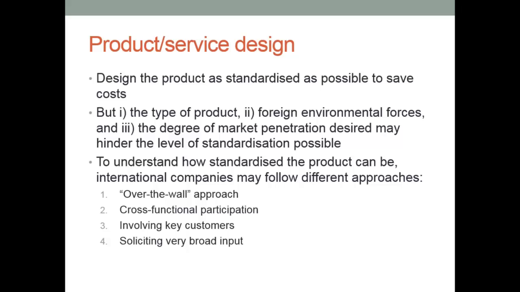And the fourth approach is to solicit very broad input, for example, from the general public, to give their opinion about key elements of a new product. There could be, for example, an anonymous survey that is carried out at different points of sale, such as shops, to random shoppers. And these random shoppers are asked about their opinions on a new product idea.